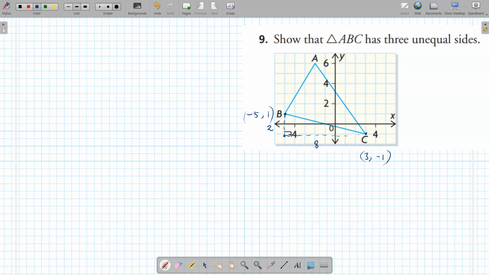The distance from B to C, again this is Pythagoras theorem, is going to be 2 squared plus 8 squared. It's going to be the square root of 68. B to C is square root of 68. Now we're going to do the same thing over here. What's this coordinate?